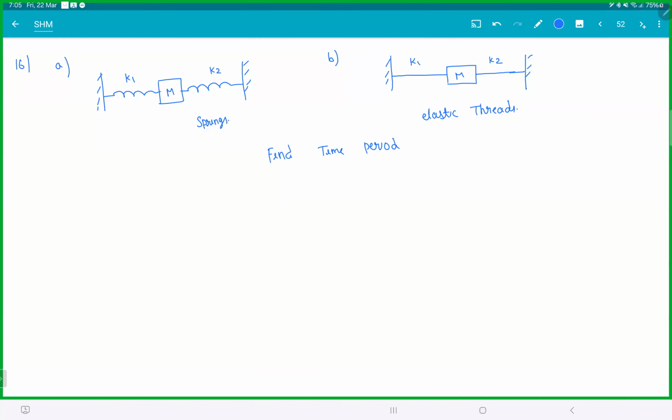What is the catch? No, Arjun, they're not in series. What is the same, Ray? If it is displaced by X, will they have the same elongation or compression, or will they have the same force? Right, Lakshika, you got it. And right, Anusha.